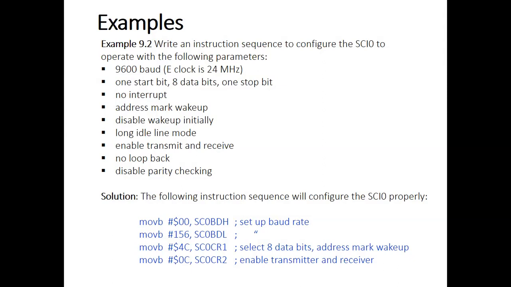So in this example, we want to configure the SCI module to use this mechanism. Disable wake up initially. Initially, long idle line mode is enabled. Enable transmit and receive. No loopback. Disable parity. All of these options can be configured by going back to the registers.